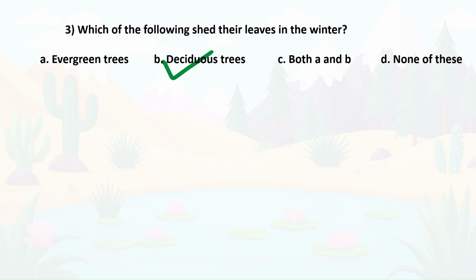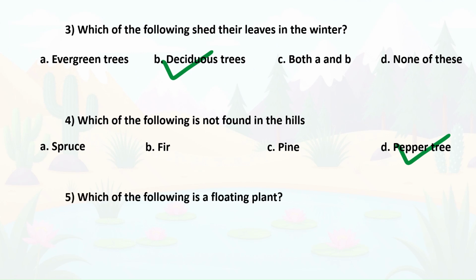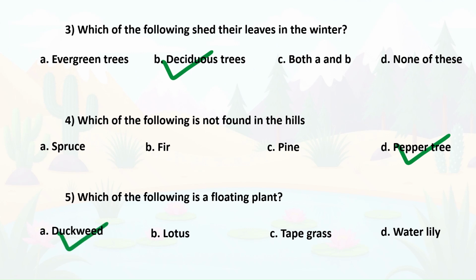Deciduous trees. 4. Which of the following is not found in the hills? A. Spruce. B. Fir. C. Pine. D. Pepper tree. The correct answer is D. Pepper tree. 5. Which of the following is a floating plant? A. Duckweed. B. Lotus. C. Tape grass. D. Water lily. The correct answer is A. Duckweed.